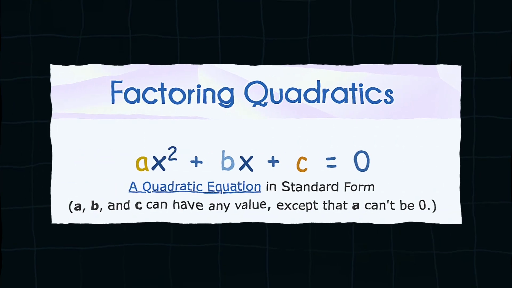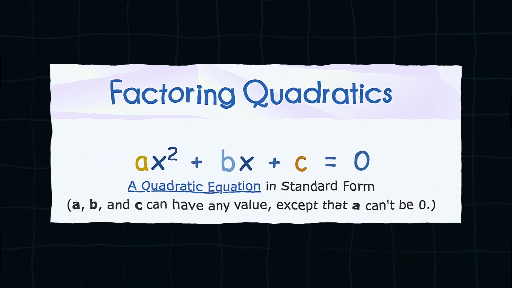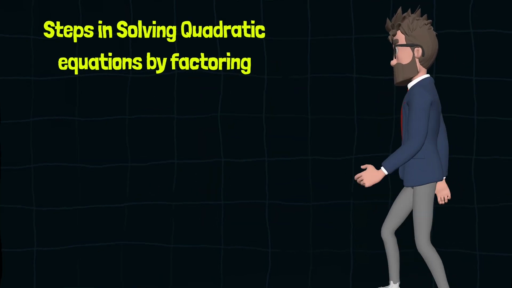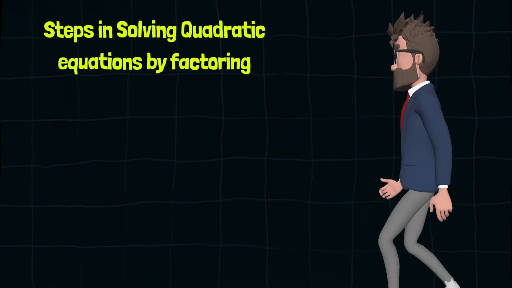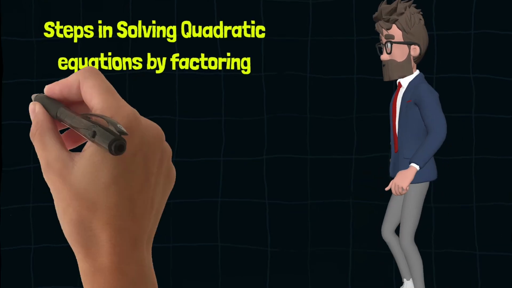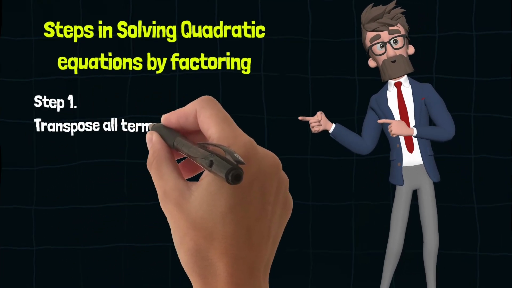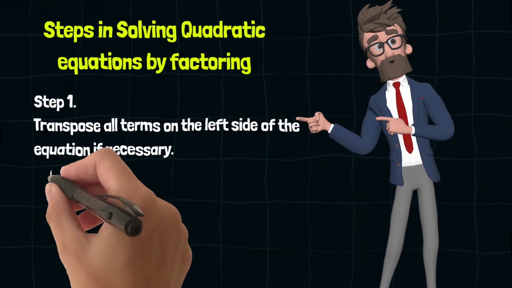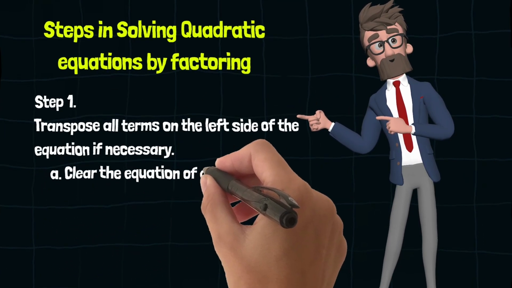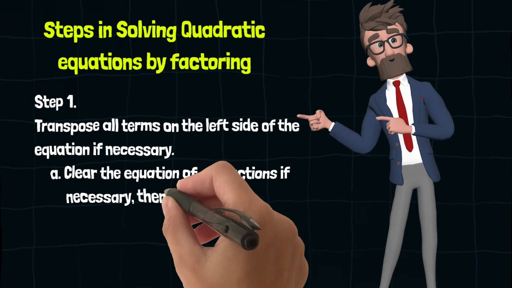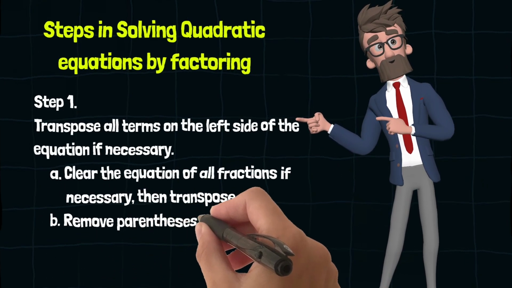The second way of solving quadratic equations is by factoring. You know what? We have a procedure in solving quadratic equations by factoring. Following these steps will guide you along the way. Step number 1. You can transpose all terms to the left side of the equation if necessary. You have to clear the equation of all fractions if necessary, then transpose. Also, it is important to remove parentheses, then transpose.